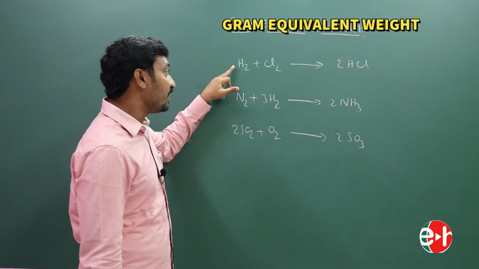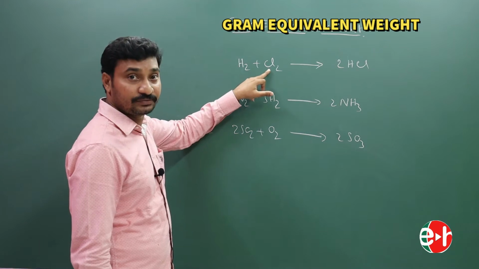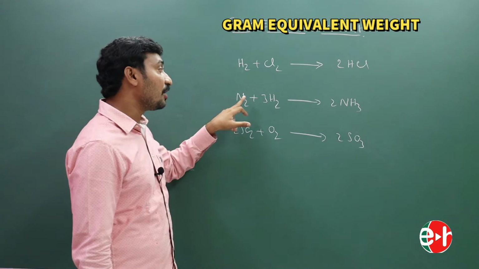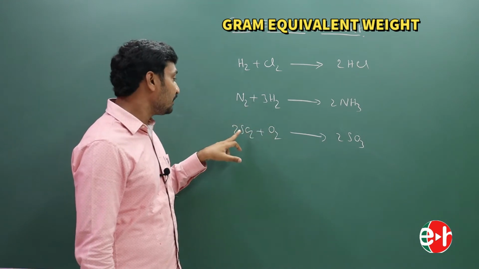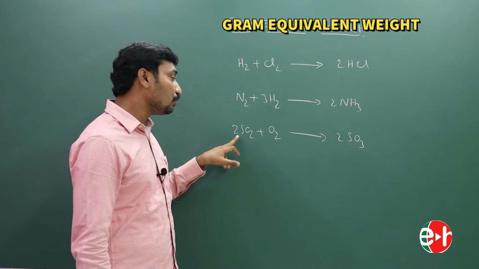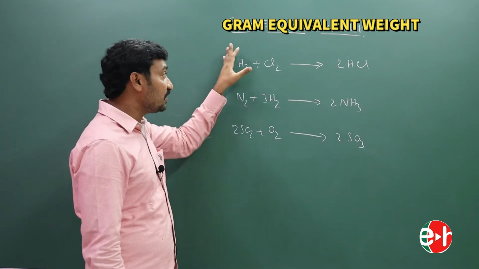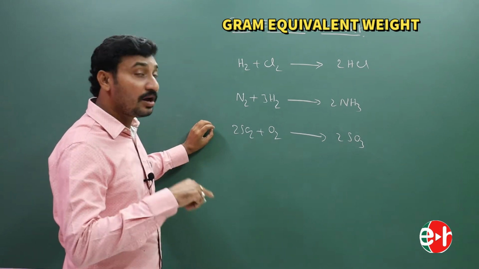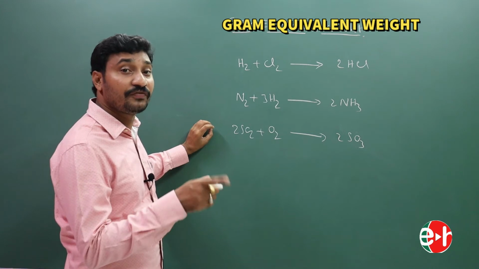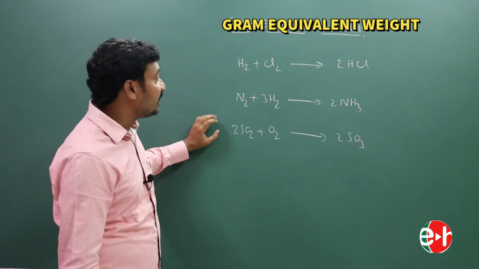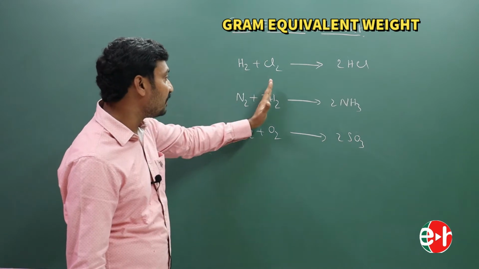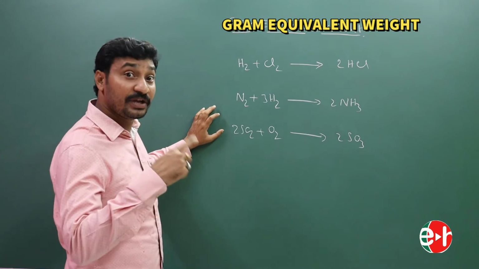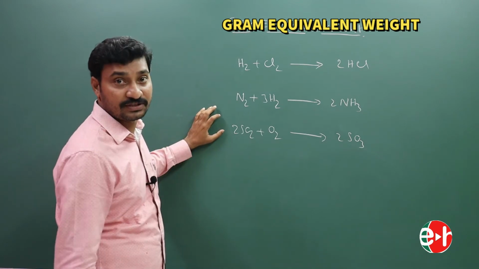Here 1 mole H2 combined with 1 mole Cl2 to give 2 mole HCl. In this one, 1 mole N2 combined with 3 mole H2. In this one, 1 mole O2 combined with 2 mole SO2. So if you observe these three reactions, 1 mole of a reactant may or may not be combined with 1 mole of another reactant. Here 1 mole combined with 1 mole, here 1 mole combined with 3 mole, here 1 mole combined with 2 mole.